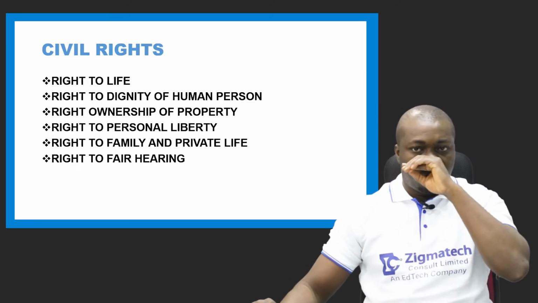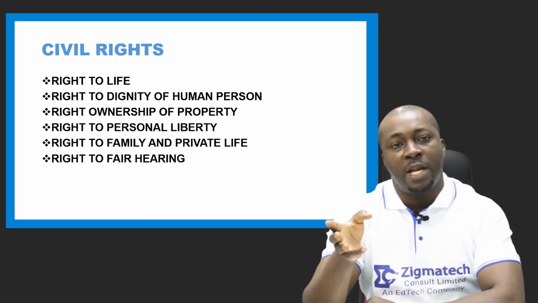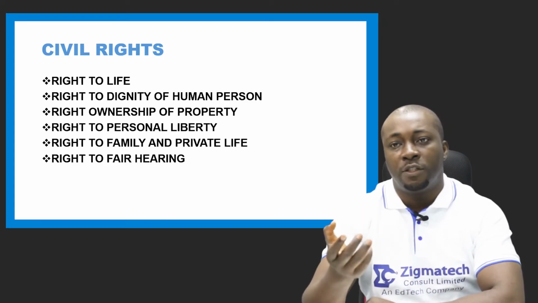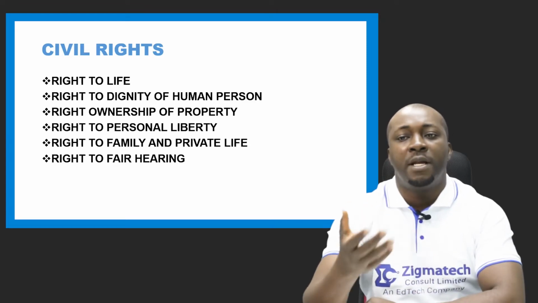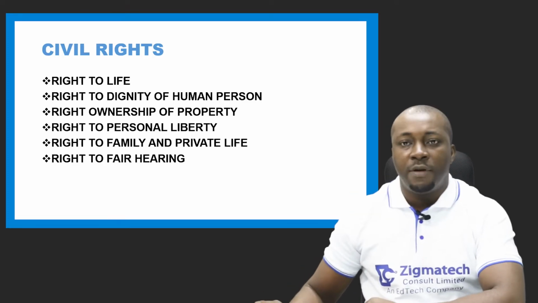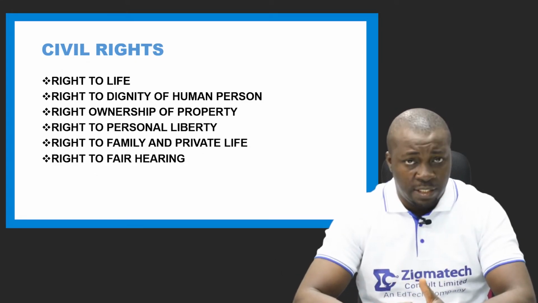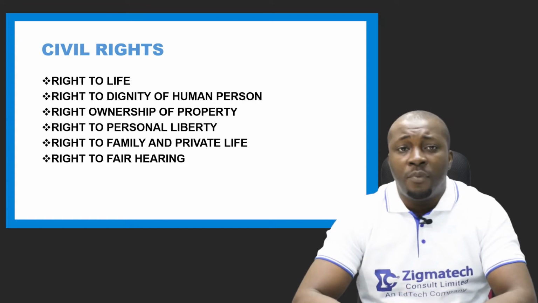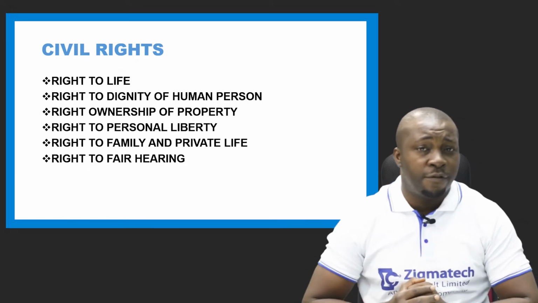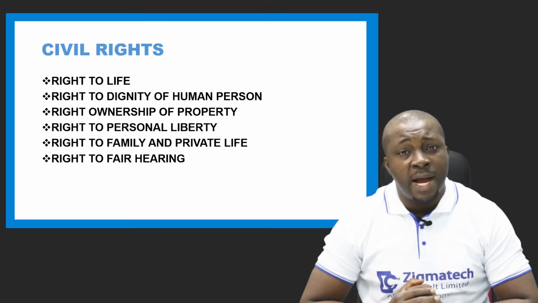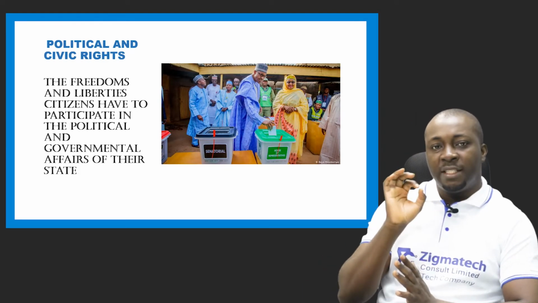Now, let's look at examples of civil rights. Of course, we say that they are fundamental human rights, natural rights. One, right to life, and everybody is entitled. We have right to dignity of the human person, right to ownership of property. We have right to personal liberty. We have right to family and private life. We have right to fair hearing. So everybody is entitled to these rights. We have more. It's not limited to these ones. These are just some of the examples. Everybody is entitled to these rights, irrespective of where you are coming from, who you are, what you are, and your status.